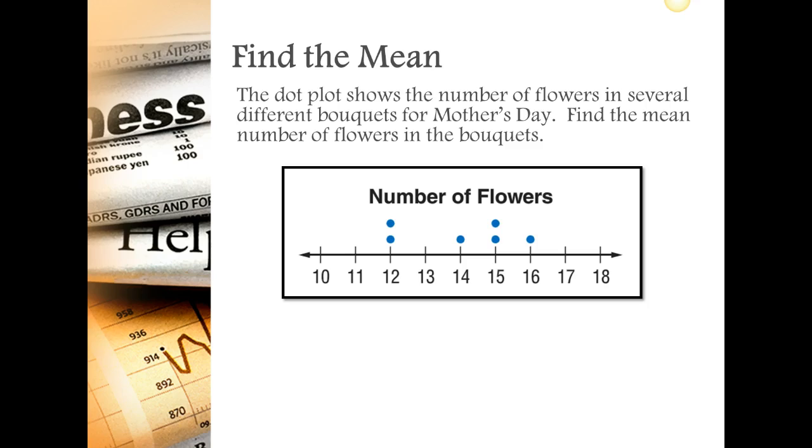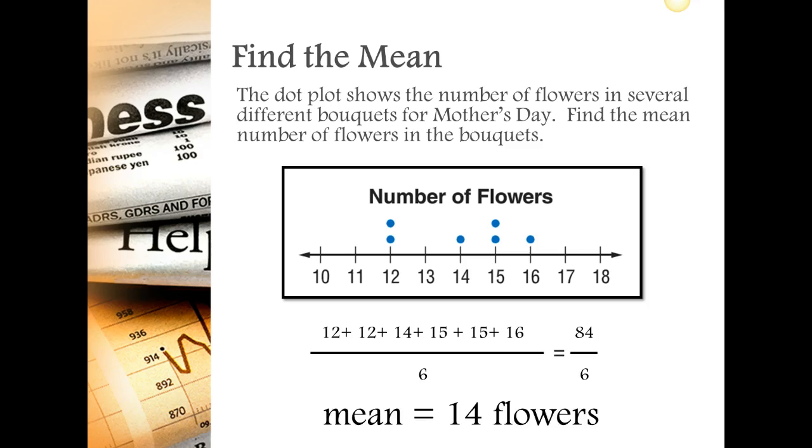There are 2 bouquets that each contain 12 flowers, 1 bouquet that includes 14 flowers, 2 that include 15, and 1 that includes 16. In order to find the mean, we will have to add these values together, and then we will divide by 6 since there's a total of 6 bouquets. Once we add the values together, we will have a total of 84 divided by 6. When we divide 84 by 6, we find that the mean number of flowers in the bouquets is 14.